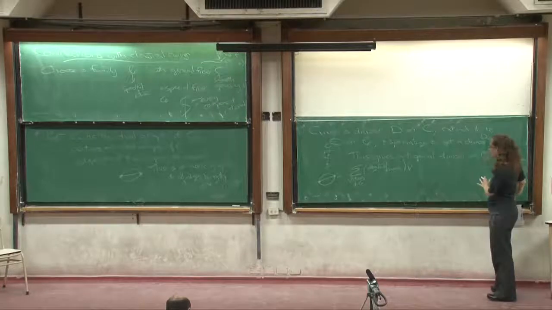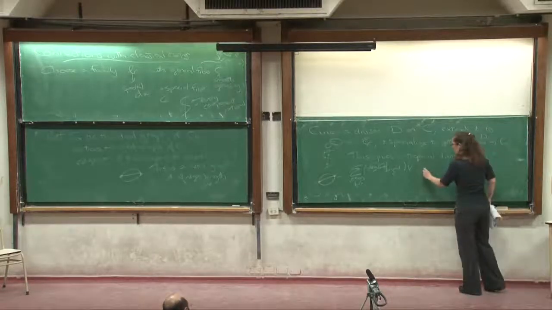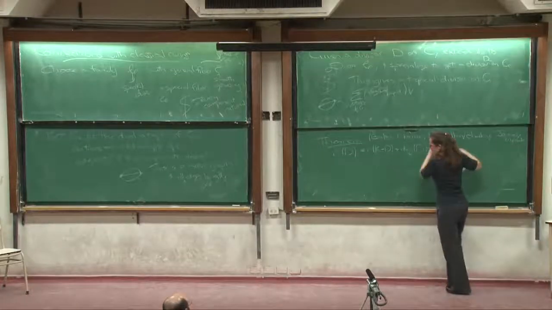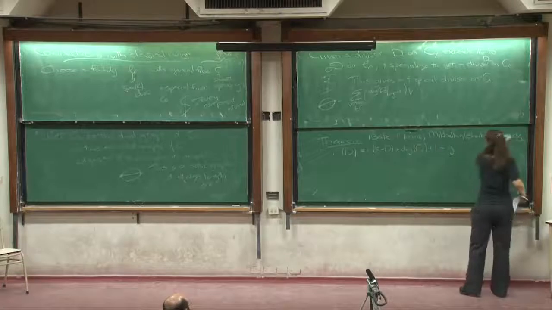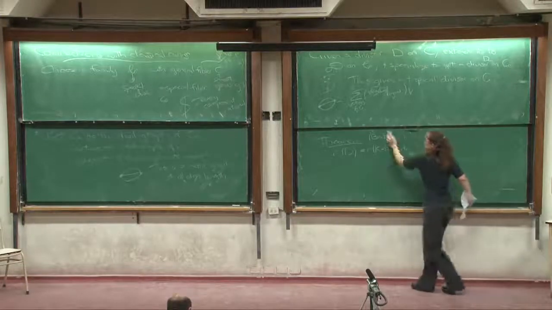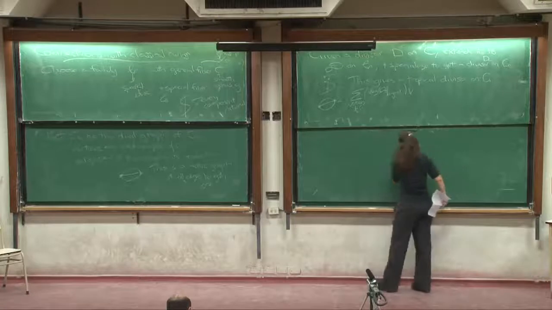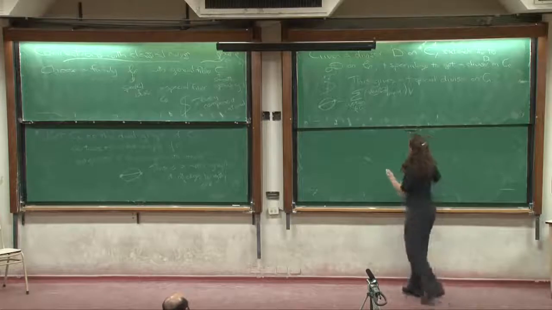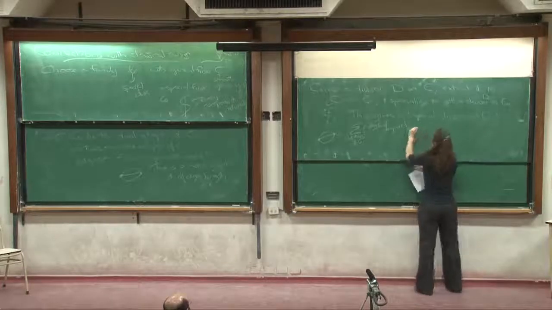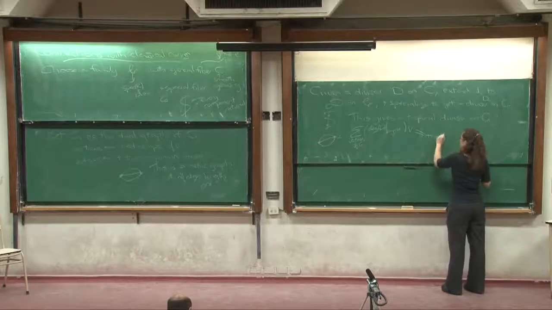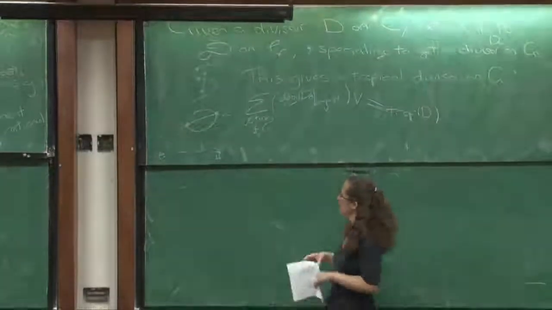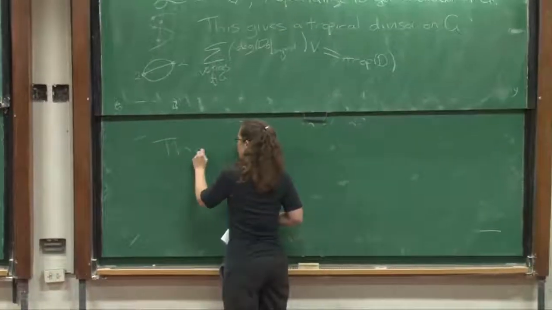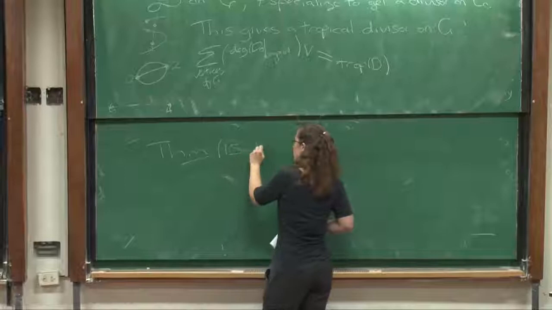Okay, so we have now a tropical divisor here. Okay, and now the theorem. So this is Baker's specialization lemma. It says that if I look at the tropical rank of the linear series on this tropical divisor, so let's see, maybe we can call this trop of D. Okay, so the theorem, this is the Baker specialization lemma.